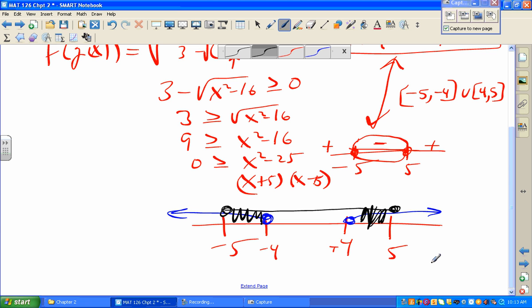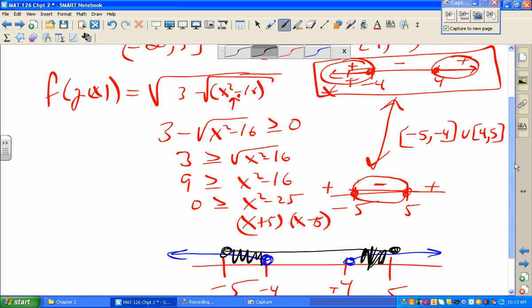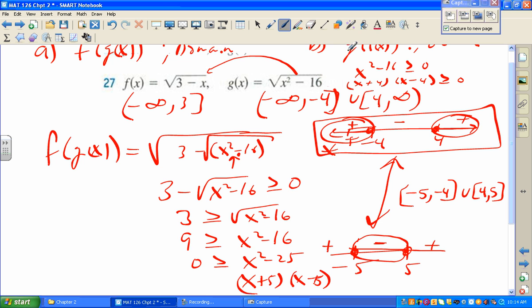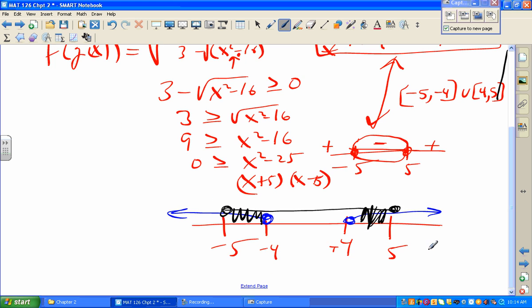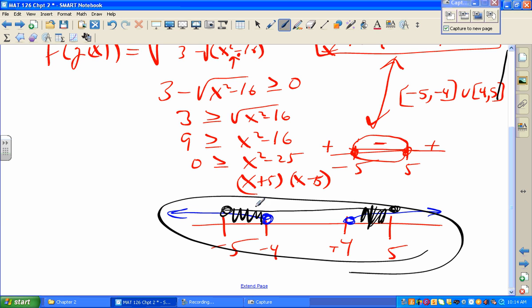Okay? Yeah. Am I close? What's the domain? I would say it's this part right here, what they have in common. Negative 5, negative 4, union 4 to 5.